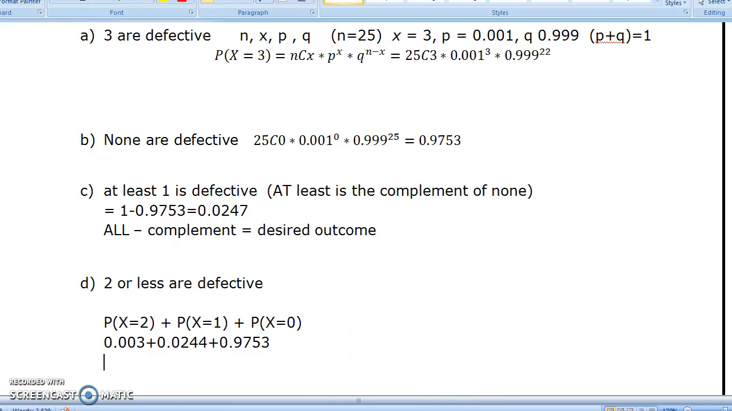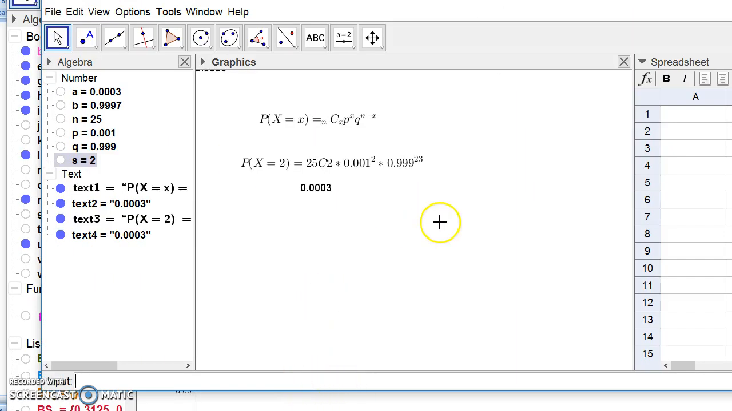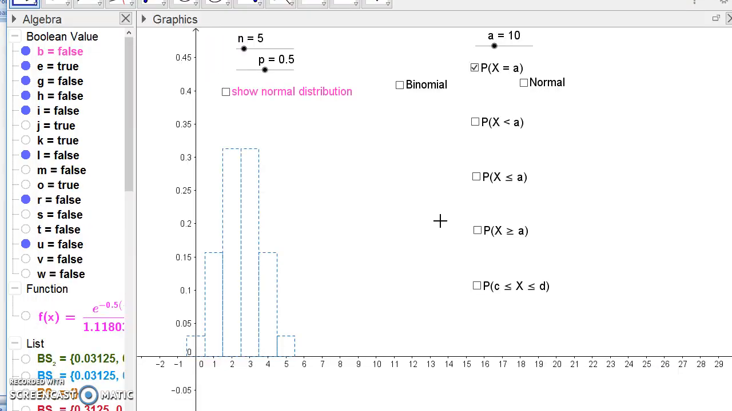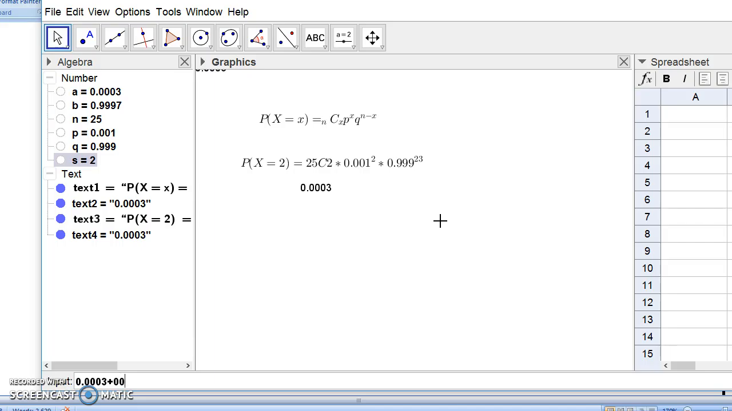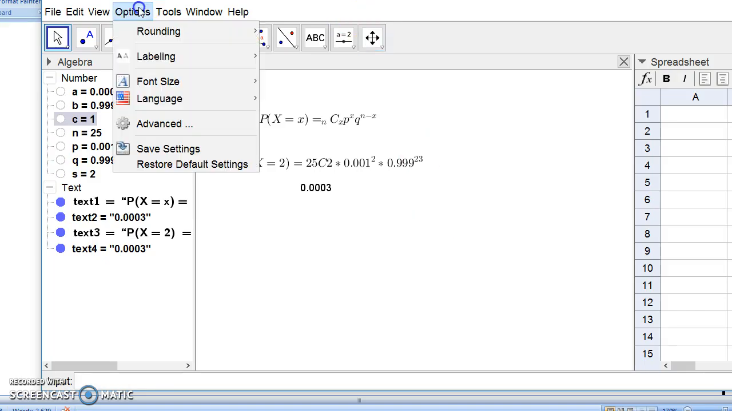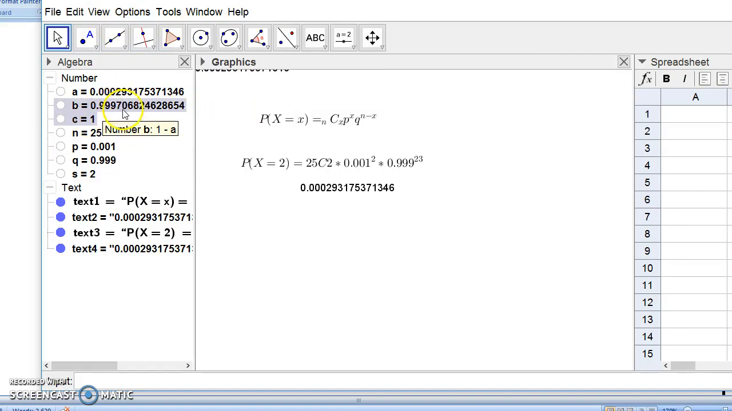Remember, or means we're adding stuff up. So let's quickly add these up here. 0.003 plus 0.9753 plus 0.0244. And again, the number is so close to 1 that we need a lot of decimals to be able to see that it's not, right?